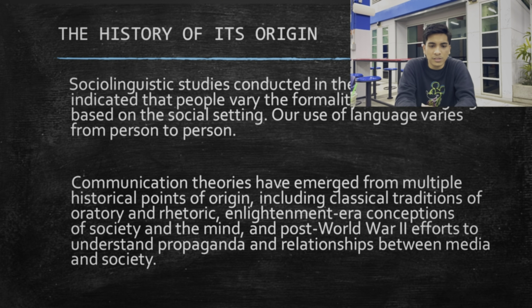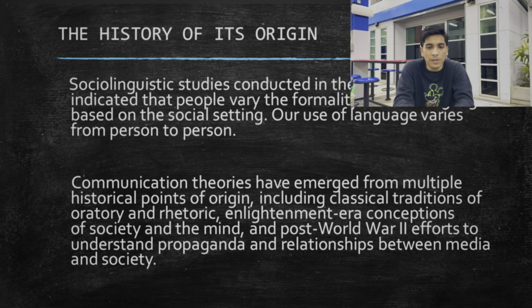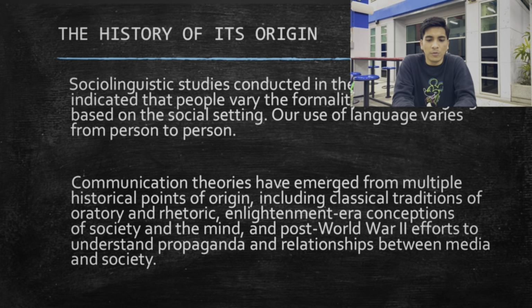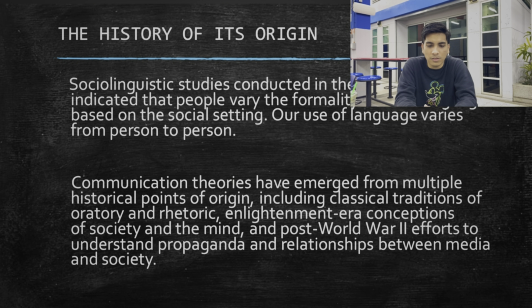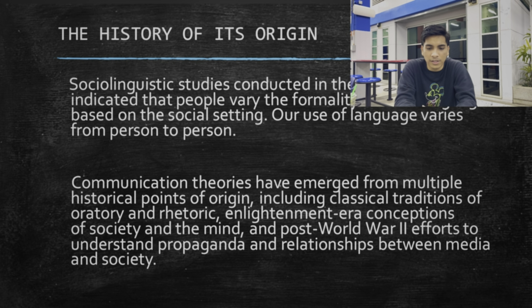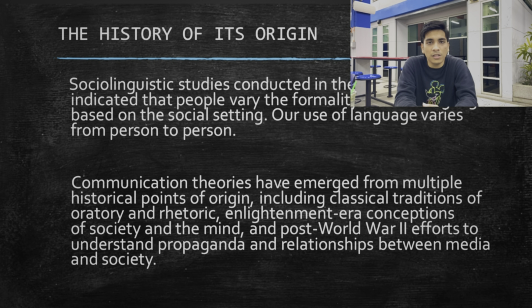The history of its origin. Sociolinguistic studies conducted in the 1950s and 1960s indicated that people vary the formality of their language based on the social setting. Our use of language varies from person to person. Communication theories have emerged from multiple historical points of origin, including classical traditions of oratory and rhetoric, Enlightenment era conceptions of society and the mind, and post-World War II efforts to understand propaganda and the relationship between media and society.